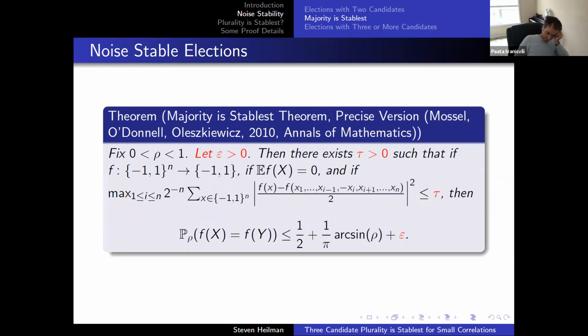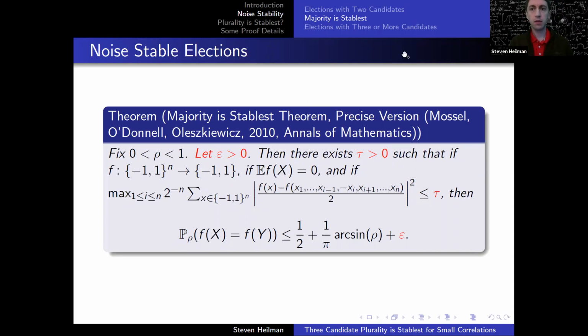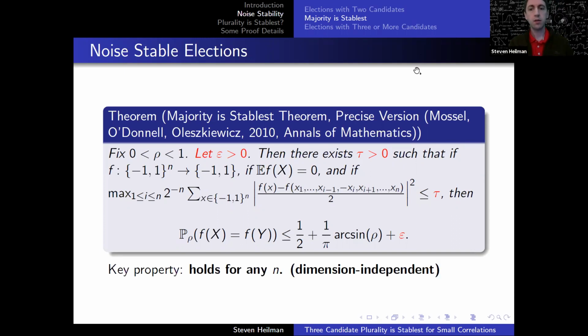All right, so this is a nice theorem. It has some other applications. Its main motivation was actually computer science, but maybe I won't talk about that too much today. One key property, though, is that it holds for any n. So this is, in some sense, a dimension-independent statement, if you think of n as the dimension.